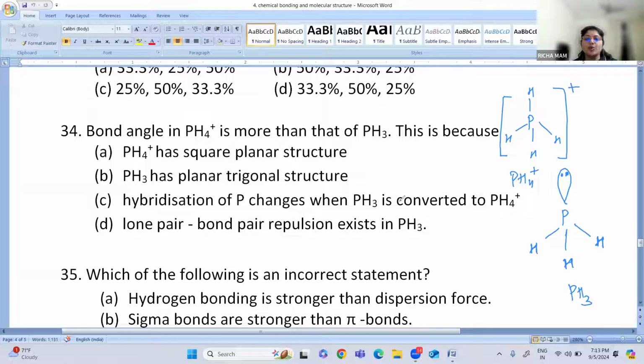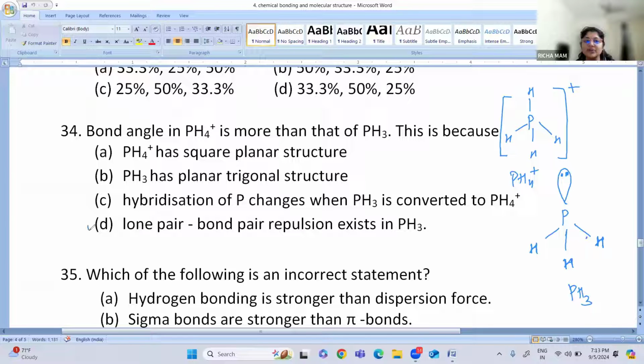Both are sp3 hybridized. But in PH4 plus, all are bond pairs, and in PH3 there are 3 bond pairs and 1 lone pair present. Because of the lone pair bond pair repulsion, the bond angle is reduced. So bond angle in PH4 plus is more than that of PH3.